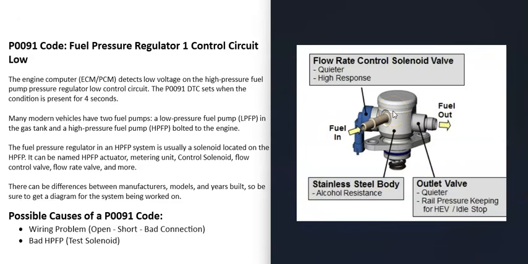Depending on the vehicle, the year, the make, the manufacturer, it can have different names. It could be called the high pressure fuel pump actuator, a metering unit, a control solenoid, a flow rate control valve, different things like this. But basically, usually this fuel pressure regulator is just that solenoid that's located on the high pressure fuel pump.